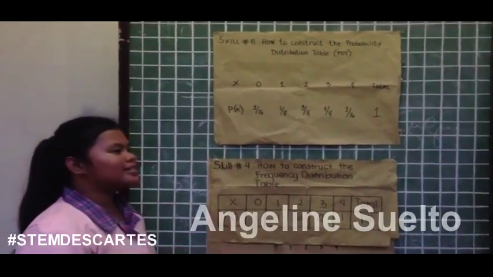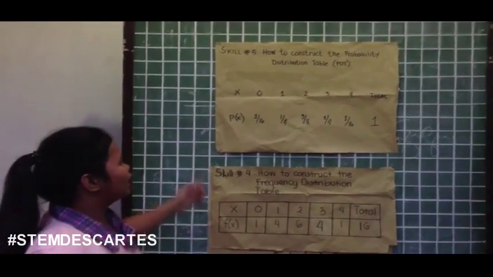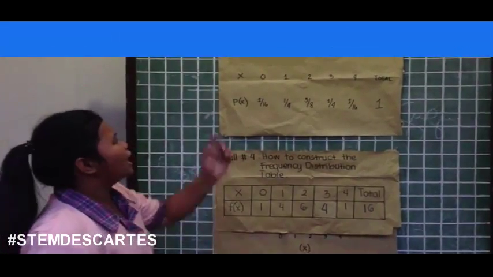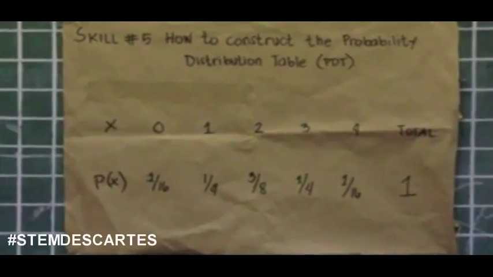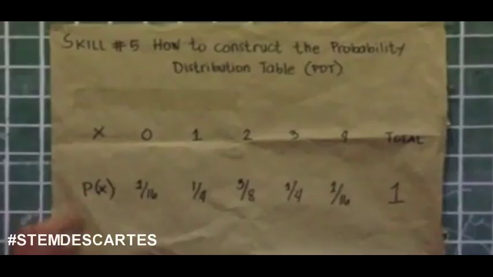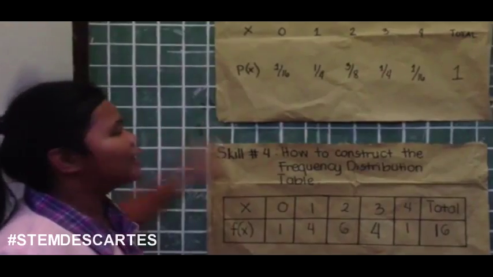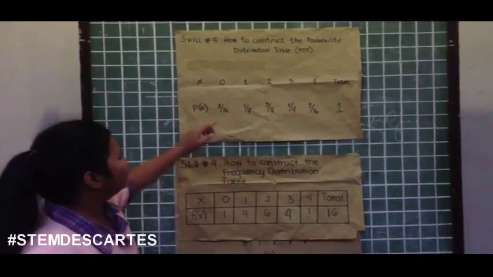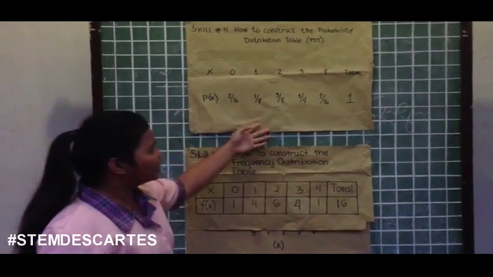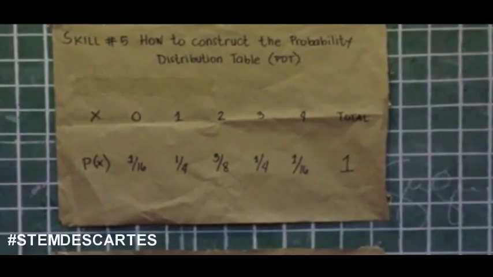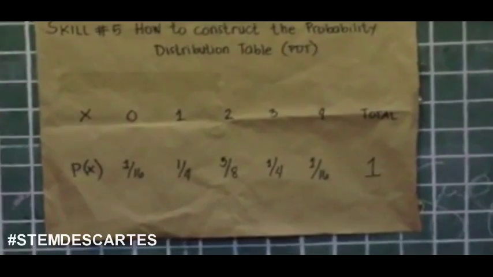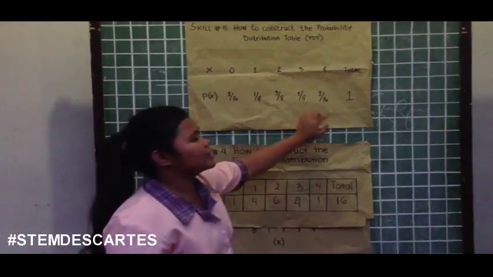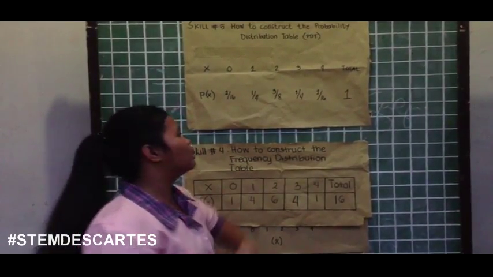After constructing the frequency distribution table, let's proceed to skill number 5, which is to construct the probability distribution table. Let x denote the number of heads, and P(x) is the probability. The probability of getting 0 heads is 1/16, the probability of getting 1 head is 1/4, and the probability of getting 2 heads is 3/8. The probability of getting 3 heads is 1/4, and the probability of getting 4 heads is 1/16. And don't forget to put the total, which is 1.